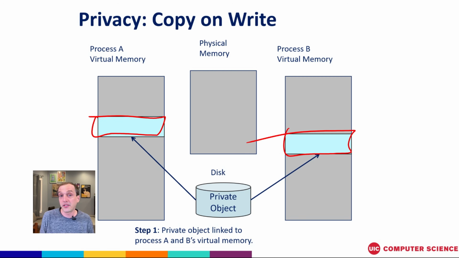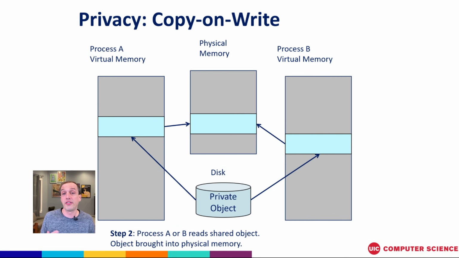and the virtual address space of process B. And when either of them reads it, we're going to bring that memory into main memory. And there's only going to be one copy of it, because if nobody has changed it yet, mine and yours and the other one and the other one, they're all going to have the same exact bits, and we only need one copy in physical memory.